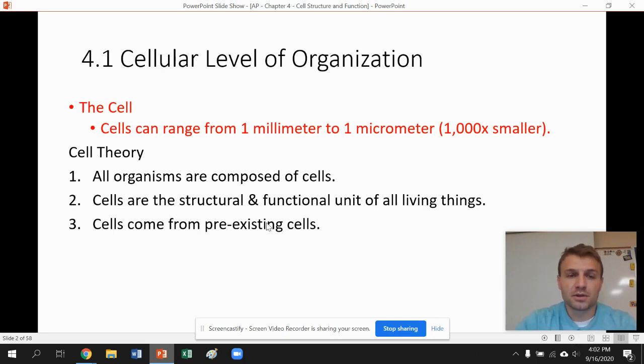And cells come from pre-existing cells. So all cells that are living today have come from some kind of pre-existing cell from long ago. So, like for your example, you came from your parents, who came from their parents, and so on and so forth. All living things come from living things. All living cells come from pre-existing cells.